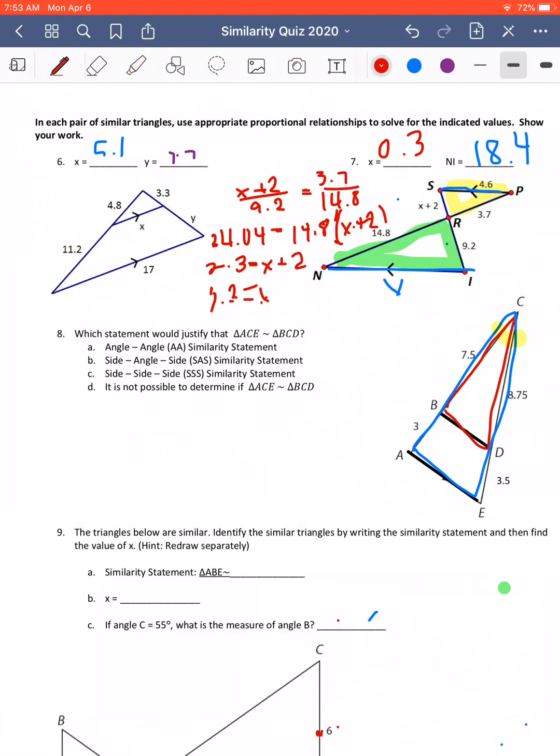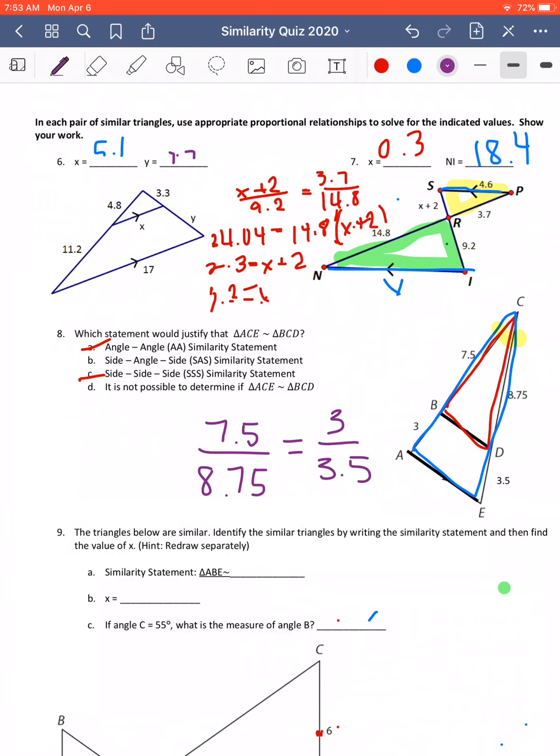So I could cross off A. And we don't know anything about the third side, so I can't use side side side. So it's either going to be B or D. We need to see if the sides are proportional. You can do part to part, whole to whole. It's completely up to you. There are many different ways you could write this proportion. This is just how I'm writing it: 7.5 over 8.75 equals 3 over 3.5.